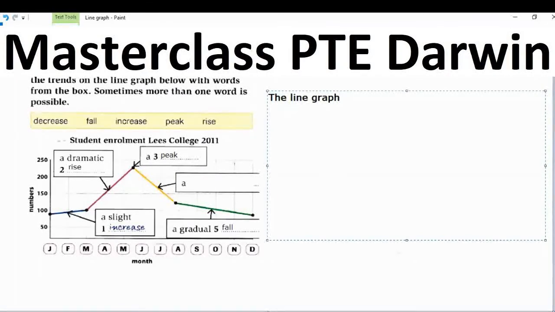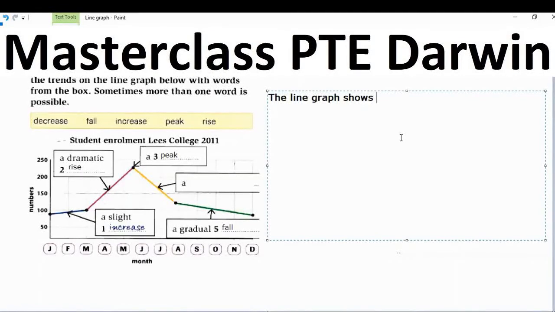Okay, so we can write different kinds of words. Some people use shows, demonstrates, illustrates, okay? Because this is a picture related to a graph, we can say depicts or illustrates as well. Okay, for us, we just use an easy word, shows. So what does this show? Student enrollment in Lee College. Shows. So, student enrollment. We can paraphrase these things.